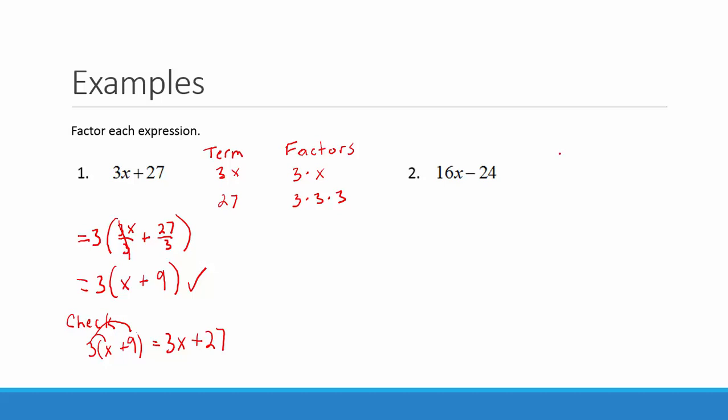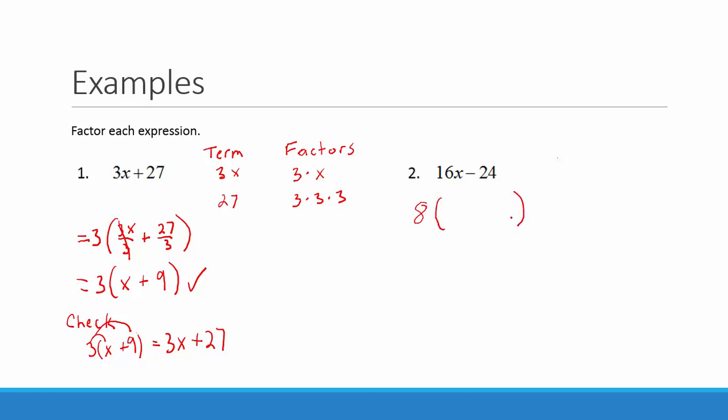In our next example, I would like to figure out what is the greatest common factor of these two terms. What is the greatest number that divides 16 and 24? That will be our greatest common factor. 4 divides 16 and 24, but also 8 divides 16 and 24. So 8 is the biggest number that divides both 16 and 24, so that is our greatest common factor.